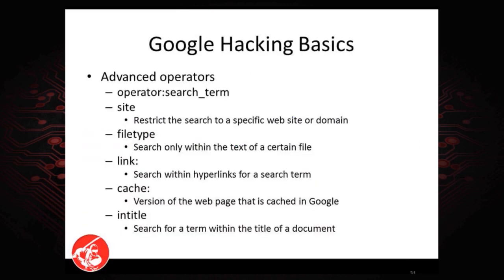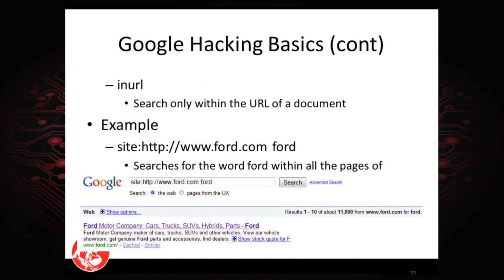Well, advanced operators. We can use site, to restrict the search to a specific website or domain; filetype, to search only a type of file; link, to search within hyperlinks for a search term; and cache, a version of the web page that's cached by Google, which is quite common. Intitle, to search for a term within the title of a document, which is another common way of looking for different types of things. So some basics. Inurl, to search only within the URL of a document.